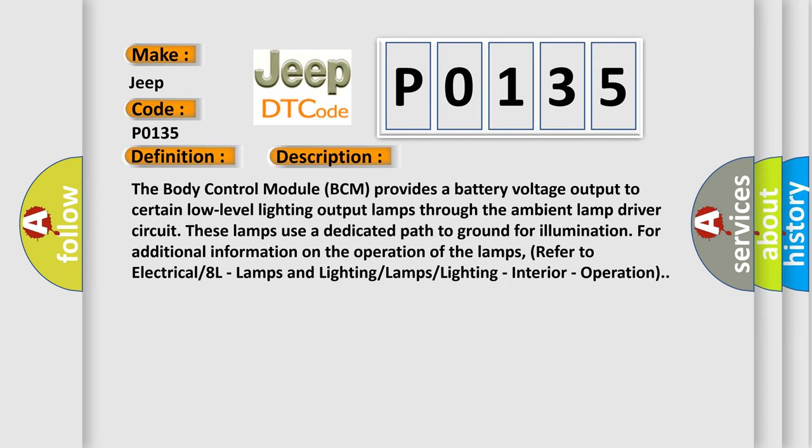The body control module BCM provides a battery voltage output to certain low-level lighting output lamps through the ambient lamp driver circuit. These lamps use a dedicated path to ground for illumination. For additional information on the operation of the lamps, refer to electrical 8L, lamps and lighting, interior, operation.